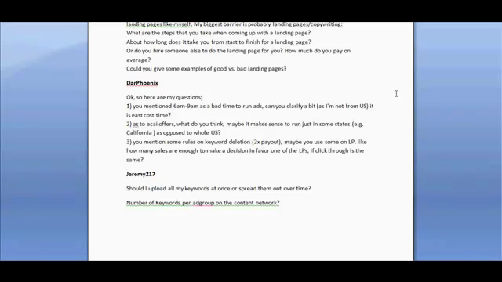And this question I picked up somewhere on the forum. I believe it wasn't part of the case study, but I thought I would make mention of it since it kind of applies to the case study, even though we didn't really get into the content network. But Jeremy217 asked these two questions. Should I upload all of my keywords at once or spread them out over time? Actually, I believe I did answer that one in the case study. You may not have seen that yet.